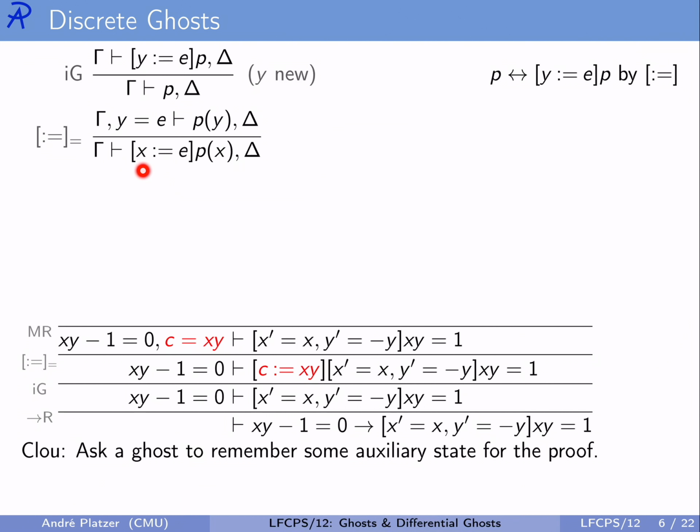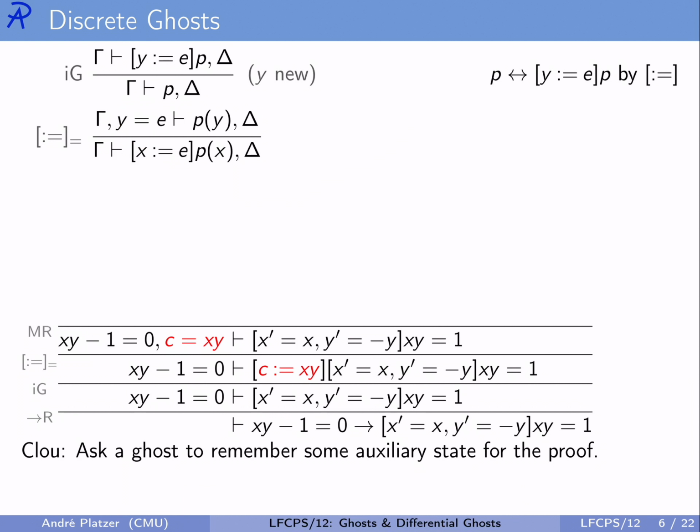So in order to prove that after assigning e to x, p is true of x, we can just remember the value that x has in an equation y equals e, and then prove p of y instead. Well, actually, we probably could have just used x here. But the point is we can't. And it's important to understand why.